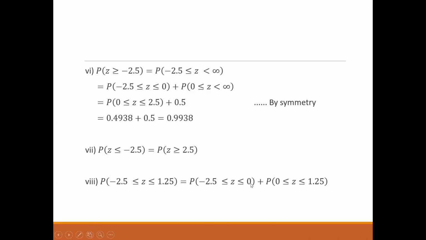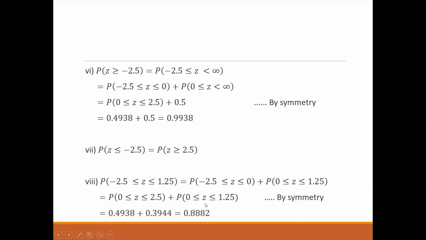So we can rewrite this in terms of 0: minus 2.5 up to 0 and from 0 to 1.25. Now, find out the value using the property of symmetry for this value here. I can rewrite this whole thing as from 0 to 2.5. Clear? And the answer can be referred from the table, and we get the answer as 0.8882.